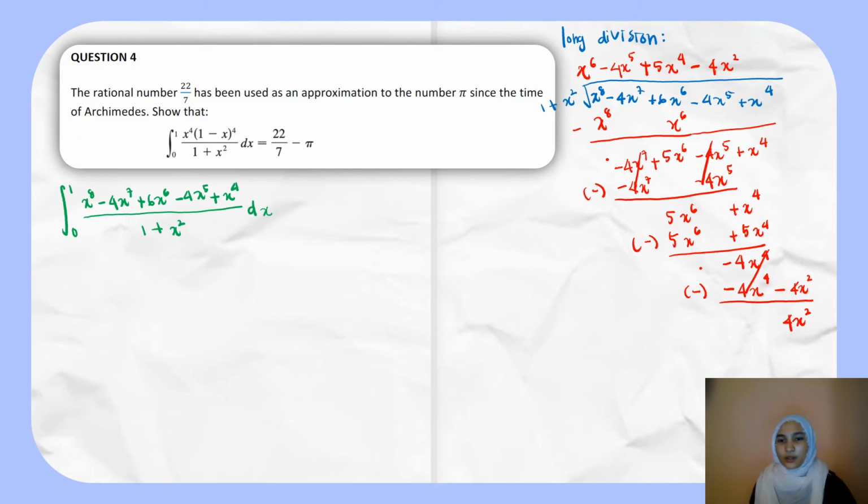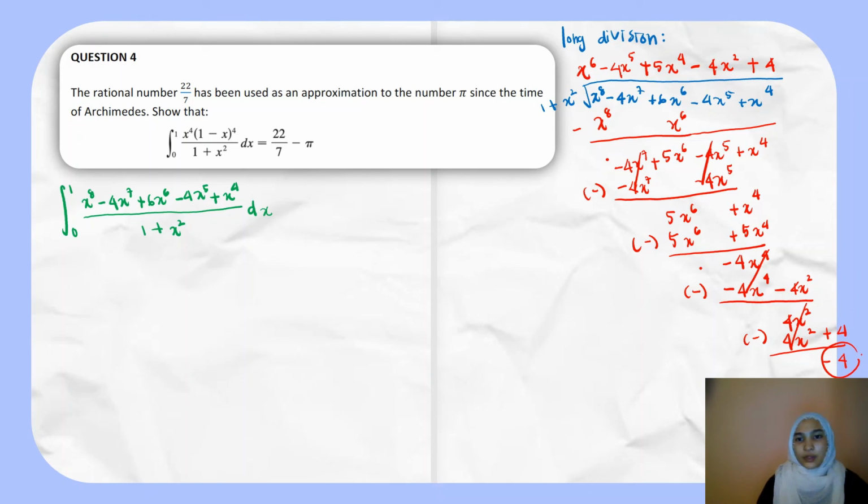Then you will divide it again by x squared. So you will get plus 4. So 4 multiplied by x squared plus 1, you will get 4x squared plus 4. So subtract it, you will be cancelled out. So you will get negative 4. You will have to divide it by 1 plus x squared.